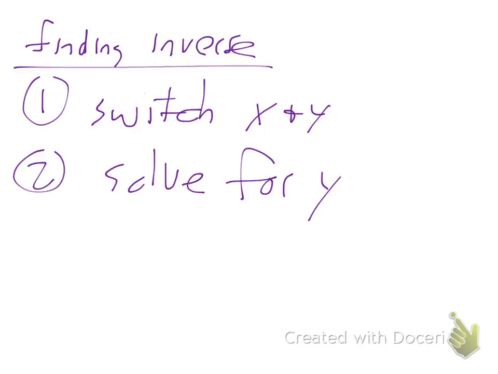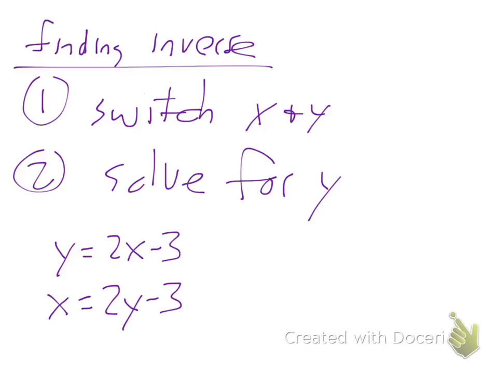So, let's do this. y equals 2x minus 3. This is your function now. Find its inverse. To find its inverse, step number 1 says switch x and y. So what is it going to look like? x equals 2y minus 3. Yeah, x equals 2y minus 3. At this point, I will solve for the y.